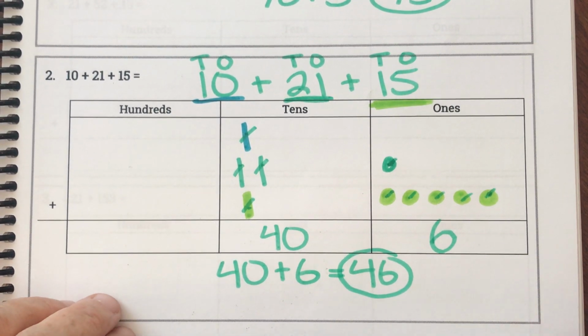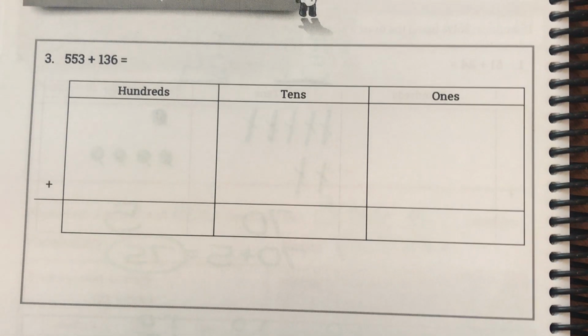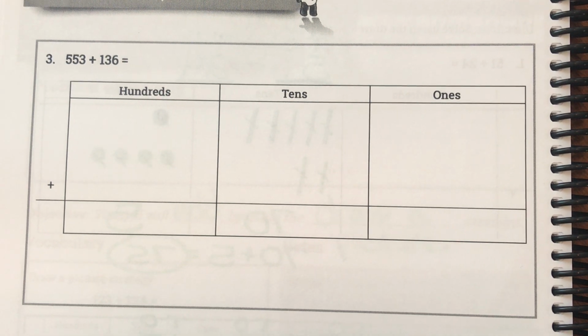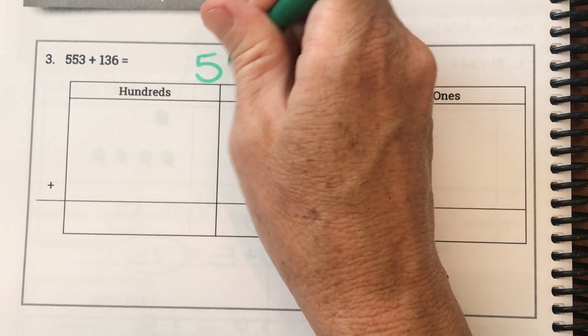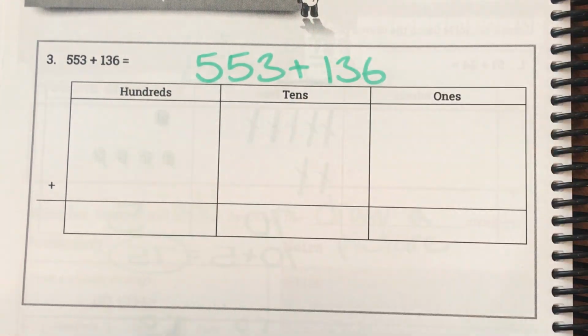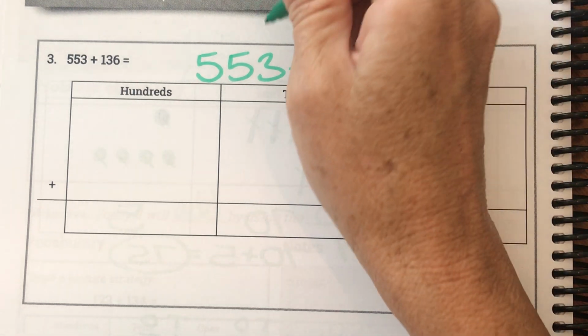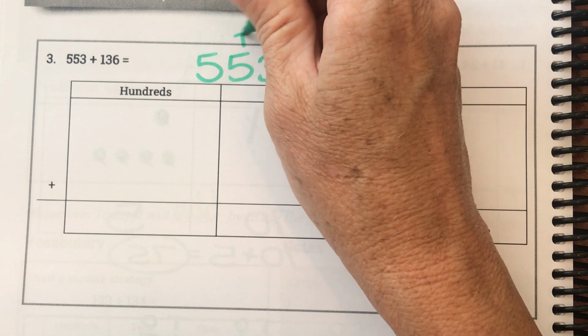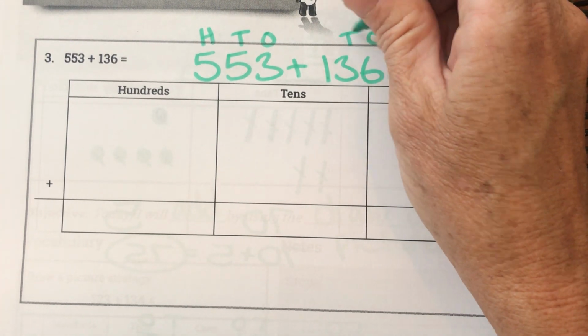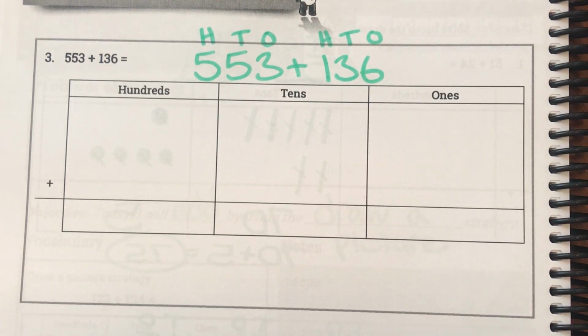Okay, we have one more to do today. Today we actually are doing 3 together. So please turn the page to 155. And we have 553 plus 136. Okay, this one's really important to have your place values on top. Ones, tens, hundreds. We always start here. Ones, tens, hundreds. Okay, again, that's to help us draw them easily.